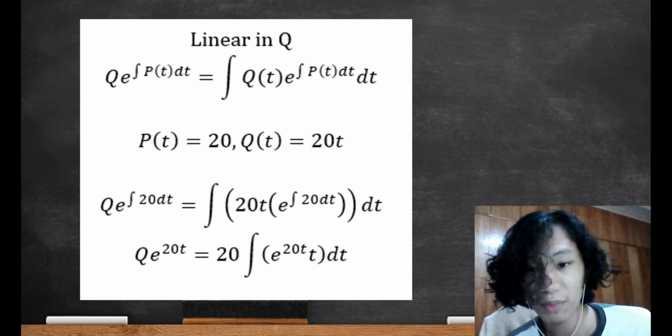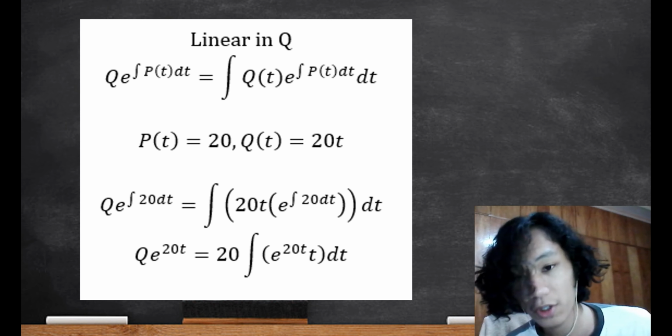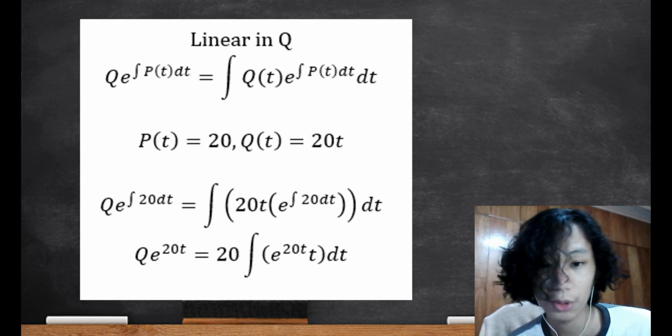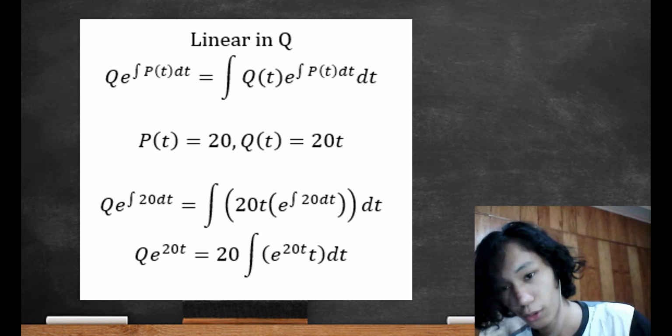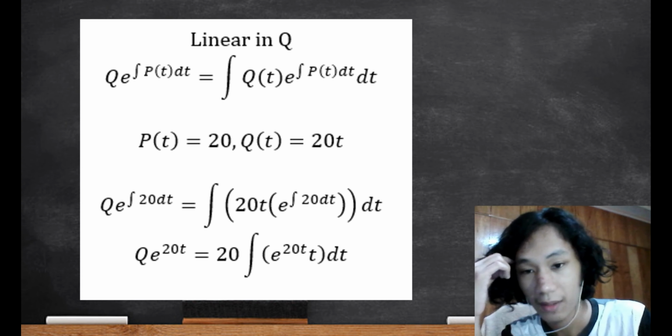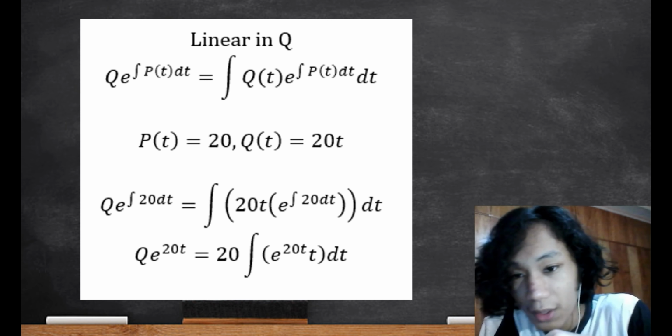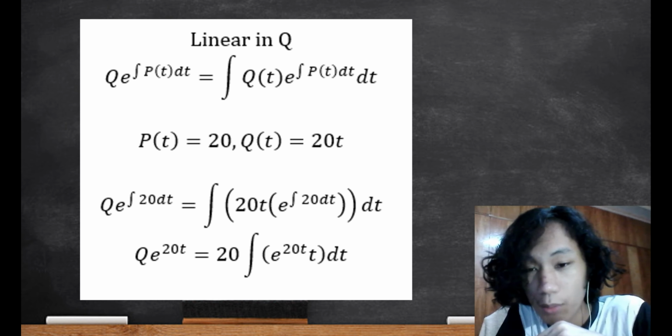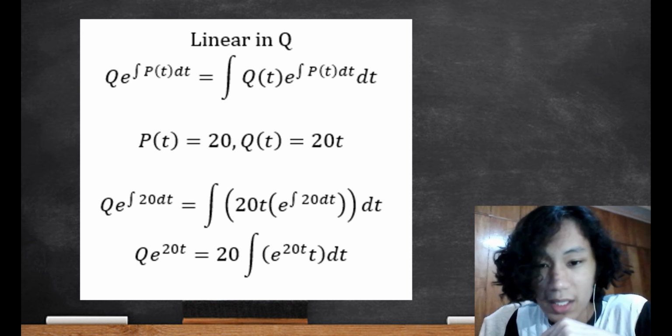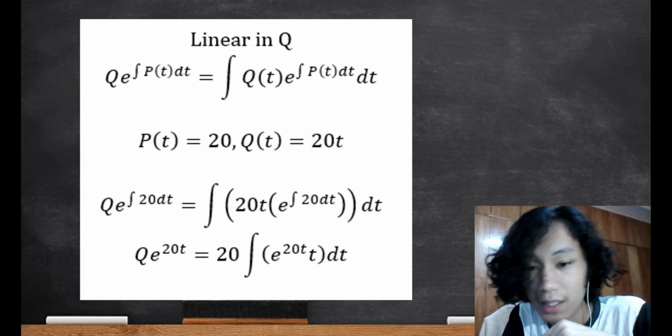So our formula is y times e raised to the integral of p(t) dt is equal to the integral of q(t) times e raised to the integral of p(t) dt, dt. Our values are p(t) = 20 and q(t) = 20t. Substituting, we get q times e raised to the integral of 20 dt is equal to the integral of 20t times e raised to 20 dt, dt.